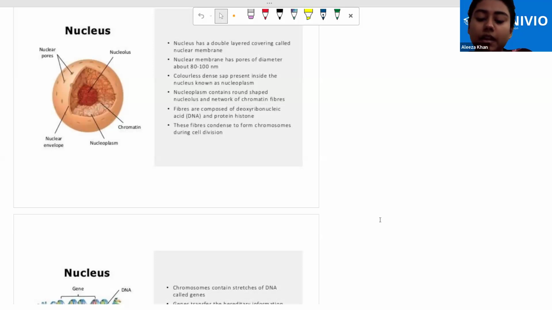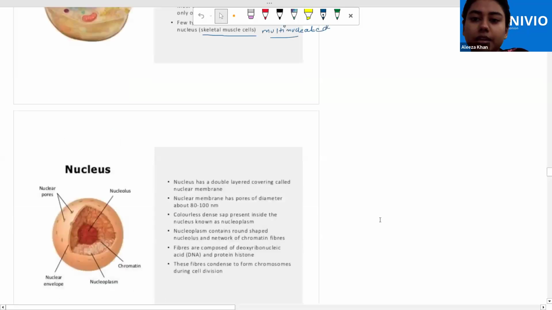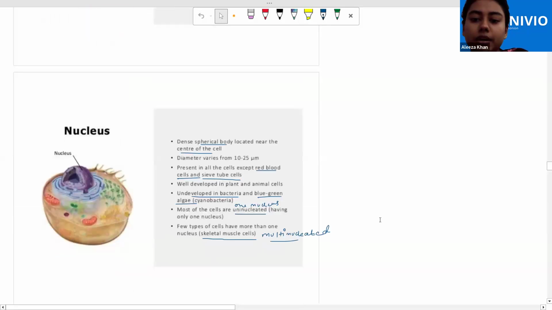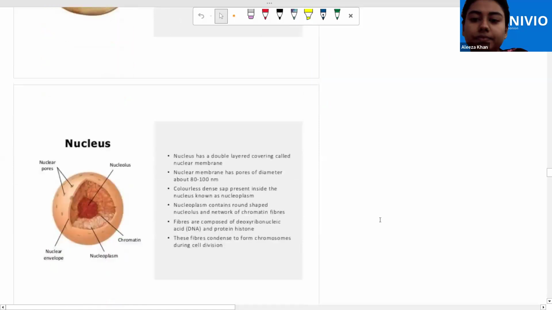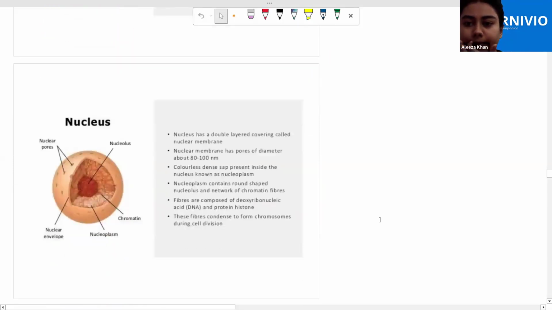understood? What is the nucleus? Yes, ma'am. We did about the nucleus also. Nucleus is a central part of the cell. Nucleus is a central part, ma'am. It contains the genetic material. Okay, so now let's talk about the parts of the nucleus.